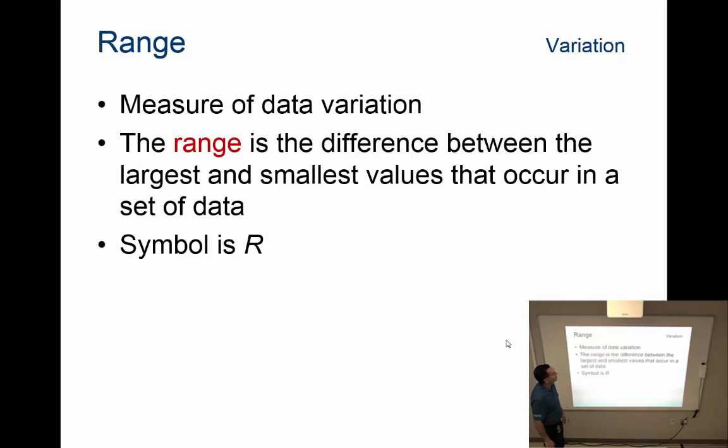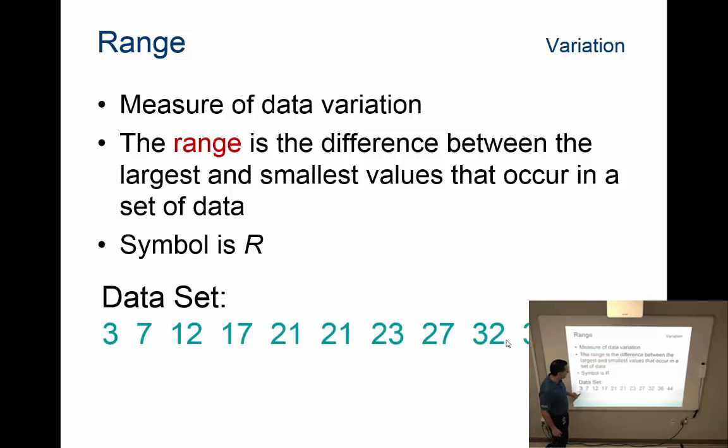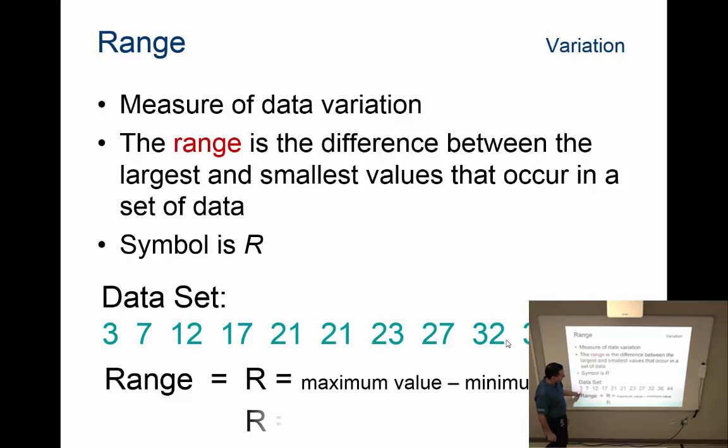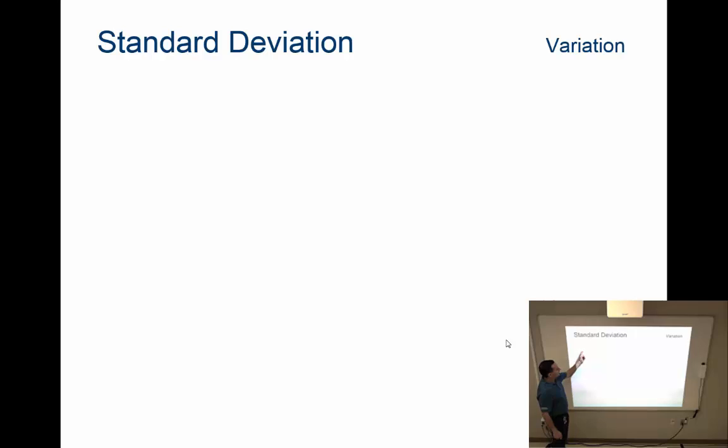All right, let's talk about range, which has to do with our variation. The range is going to be the difference between the largest and the smallest number within our data set. And the symbol that we will use to represent range is going to be R. So if this is my data set, my largest number is 44. I'm going to subtract my smallest number, which is 3. And I'm going to get a range of 41. It's fairly straightforward.